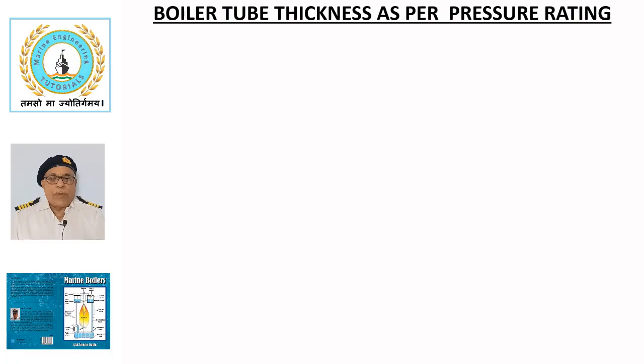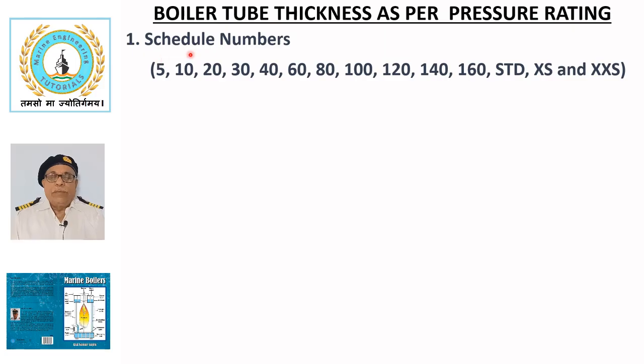Boiler tube thickness as per pressure rating. Schedule number. Pipe schedule is a standard method used to define the wall thickness of pipes. It is a dimensionless number based on the ratio of the pipe's nominal pipe size to wall thickness. The schedule number is important because it determines the pipe's pressure carrying capacity. Various available pipe schedules are shown here, but Schedule 40, 80 and 160 are commonly used on ships.